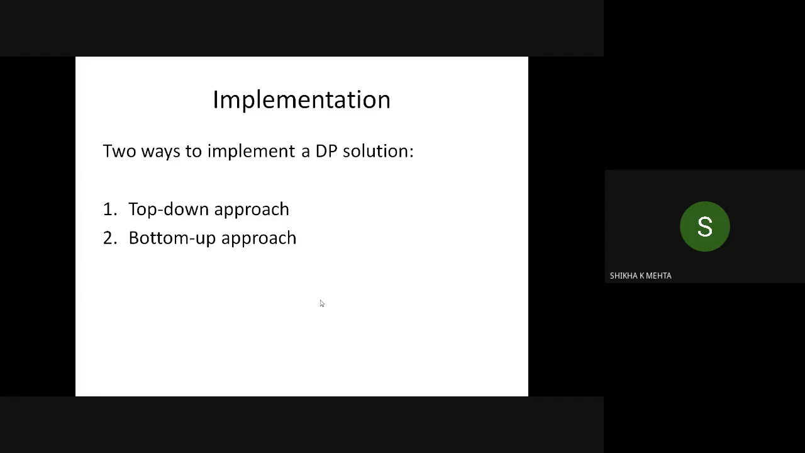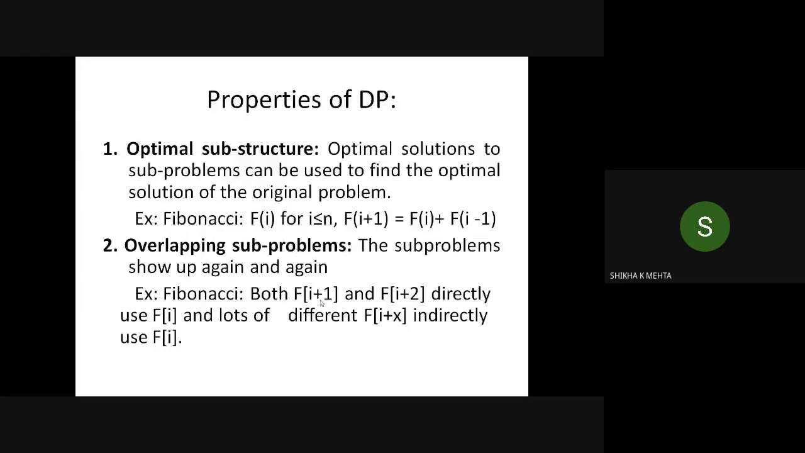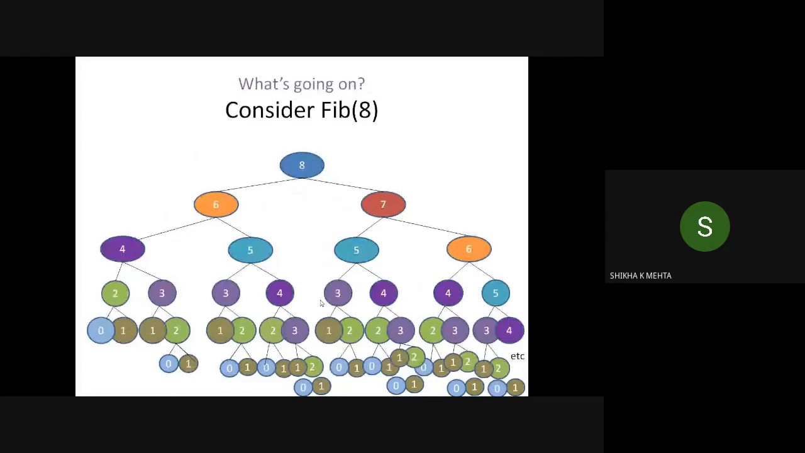One is the top-down approach and another is the bottom-up approach. In the top-down approach, we can imagine it like a recursive algorithm, where to solve the bigger problem, we recurse to solve the smaller problem. So in the Fibonacci series, we make recursive calls on n, but we are not going to exactly use the recursive technique. The complete recursive technique is not used in the top-down approach. It seems like recursion, but certain changes have been made in order to eliminate the repeated computation that we see in this particular example.